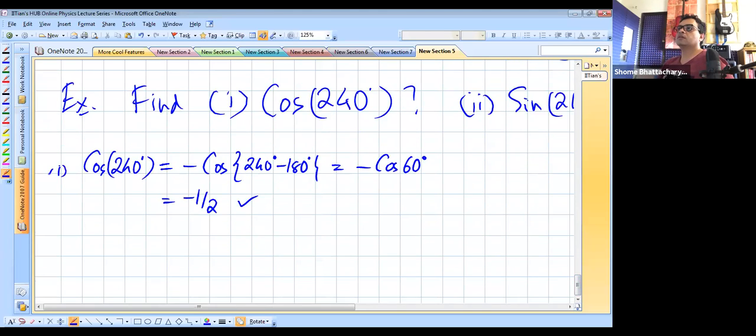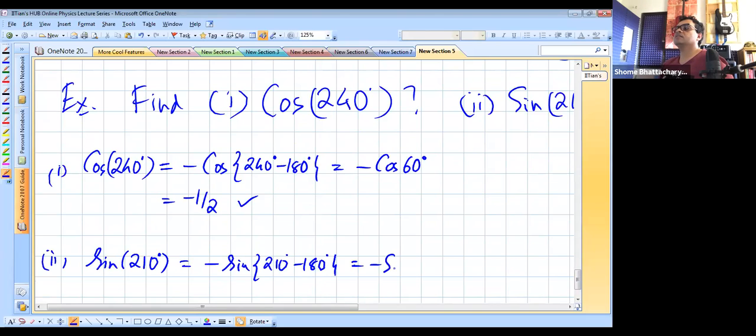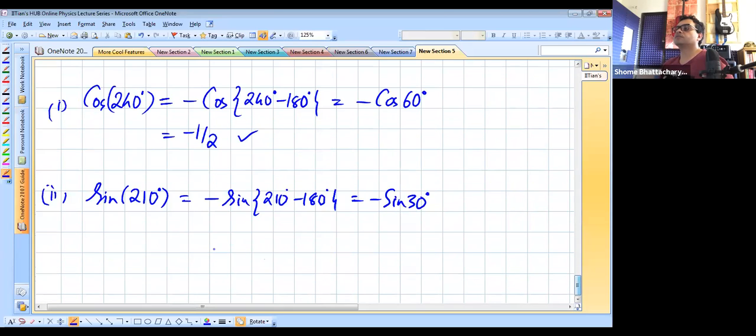Similarly, you'll see sine of 210 will come out to be the same value. This will be minus sine, because in the third quadrant sine is also negative, of theta minus 180. So 210 minus 180 degrees. So that is minus sine 30 degrees. And sine 30, as you know, is half. So using that value, it is minus half.